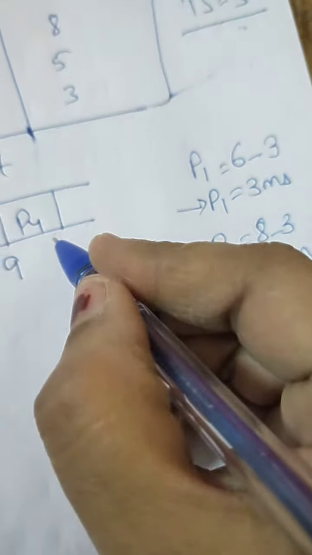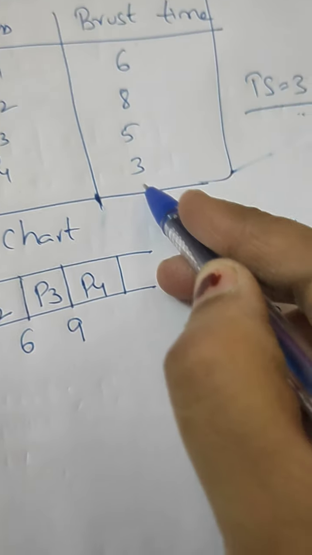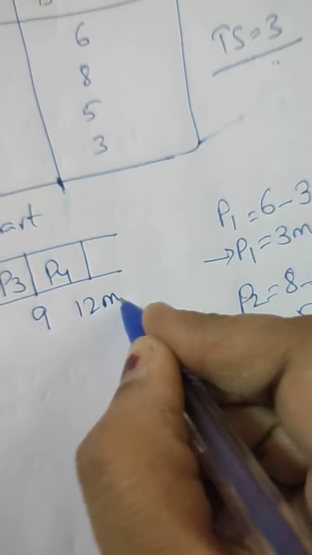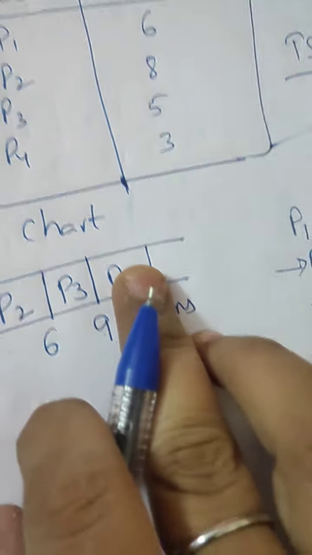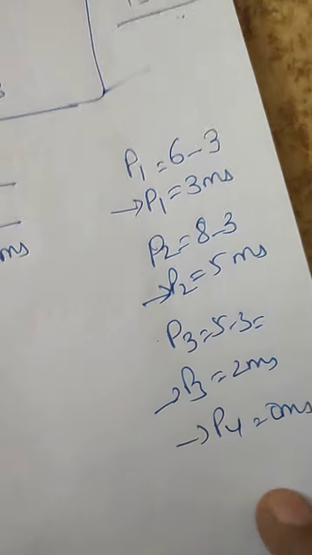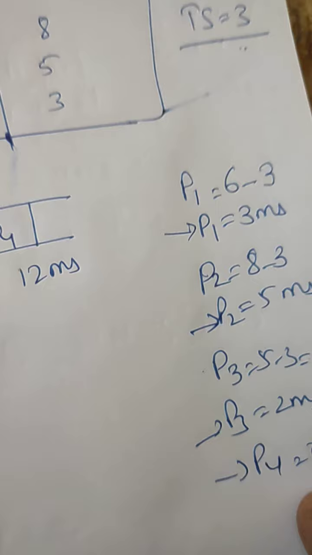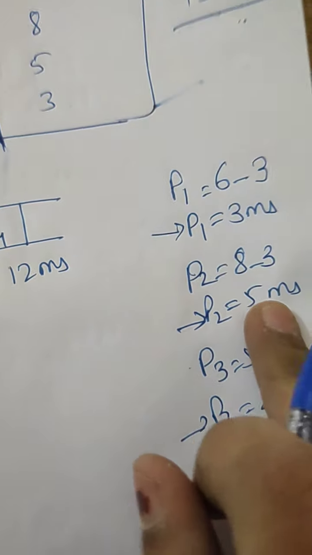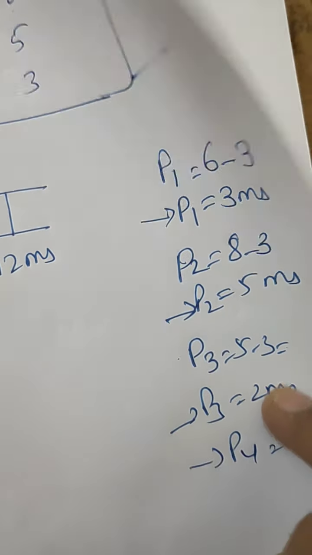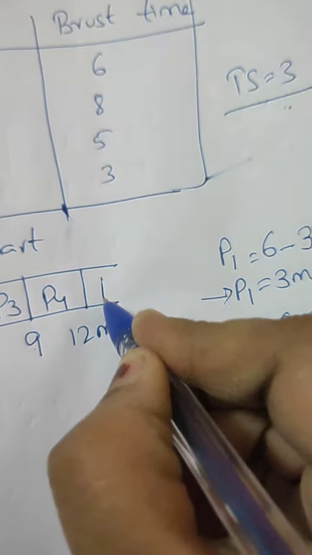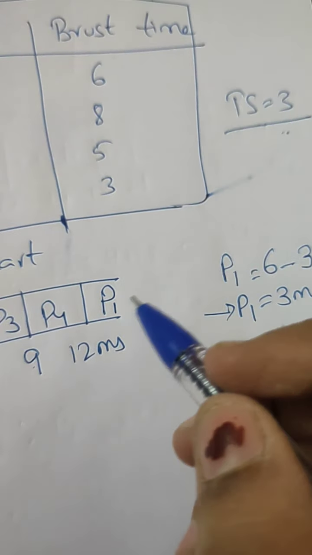And P4: the time slice is 3 and the burst time is 3, so in 3 milliseconds, that is 3 plus 9, 12 milliseconds, it completes its task. So P4 will be 0 milliseconds; its task is completed. But we still have 3 milliseconds left in P1, 5 milliseconds in P2, and 2 milliseconds in P3. So again it executes in a circular manner, starting with P1.